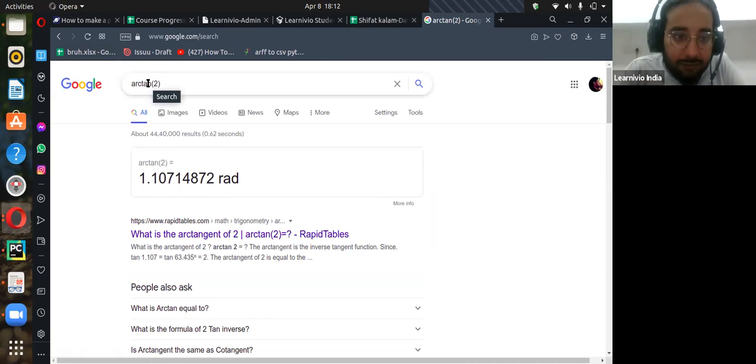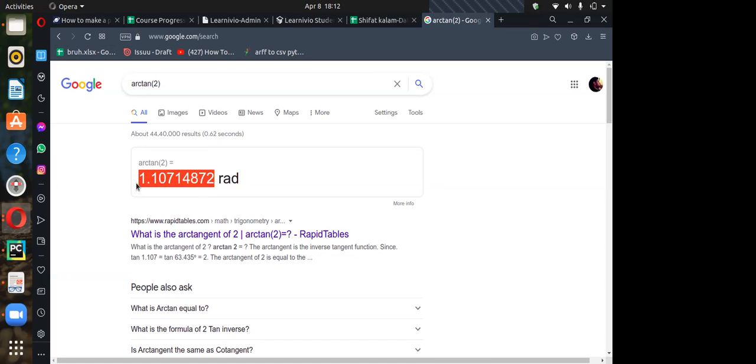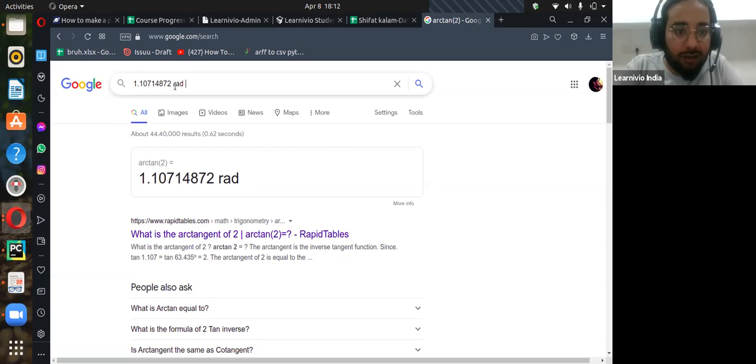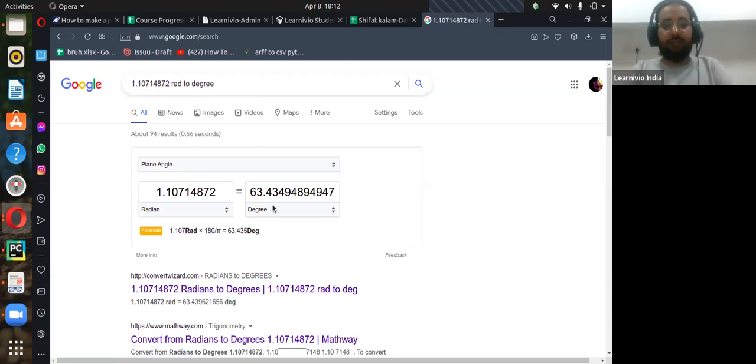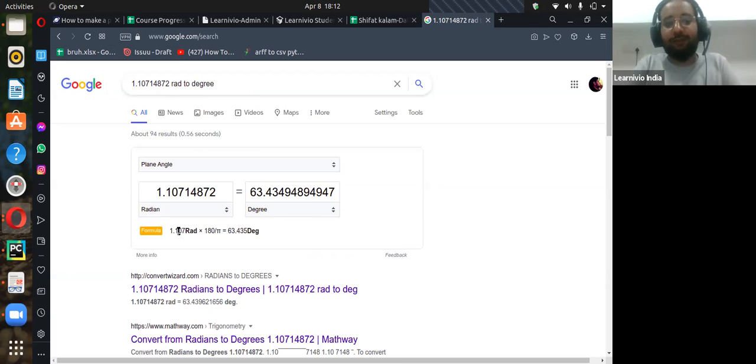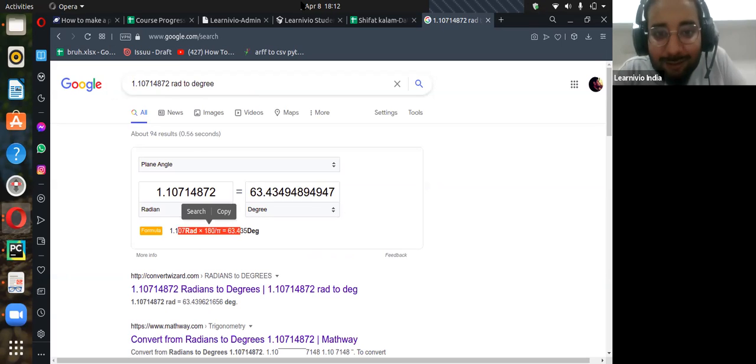Arctan is essentially tan inverse. So these many radians. If you want to convert it into degrees, radians to degree, this is around 63 degrees. Yes. Lovely. So it also gives you the formula of how to do that. Really nice. Google is nice.